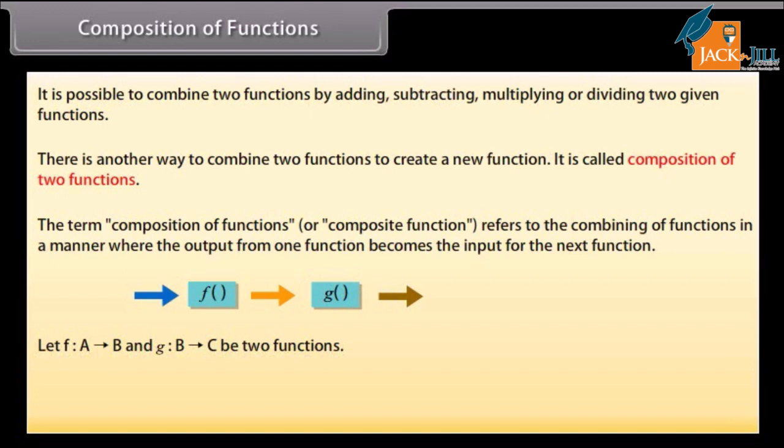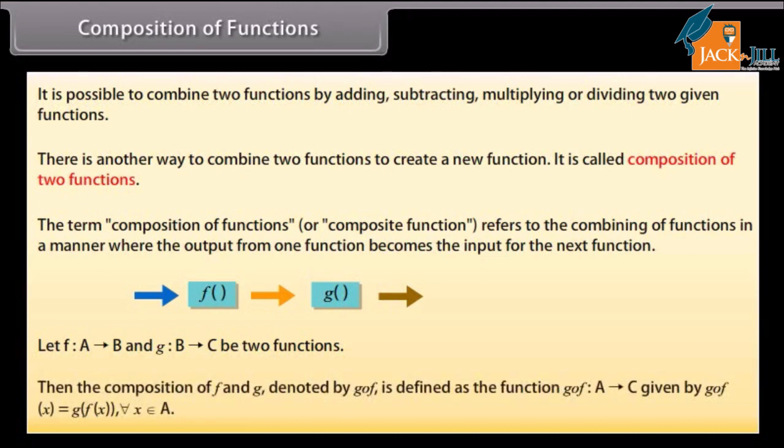Let function f from A to B and function g from B to C be two functions. Then, the composition of f and g is denoted by g of f, defined as the function g of f from A to C given by g of f of x is equal to g of f of x for each x belongs to A.